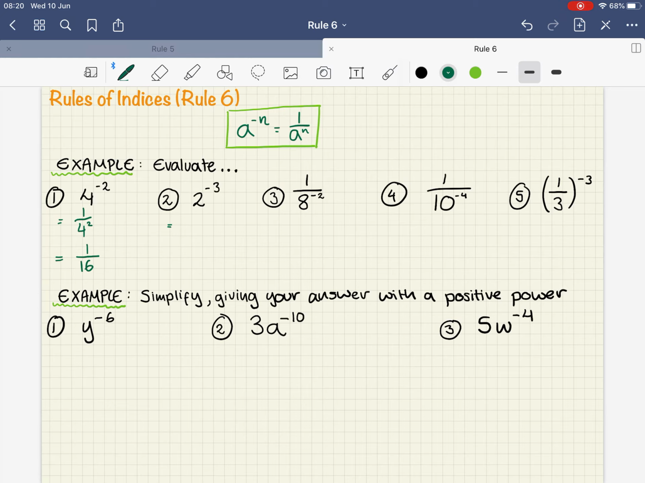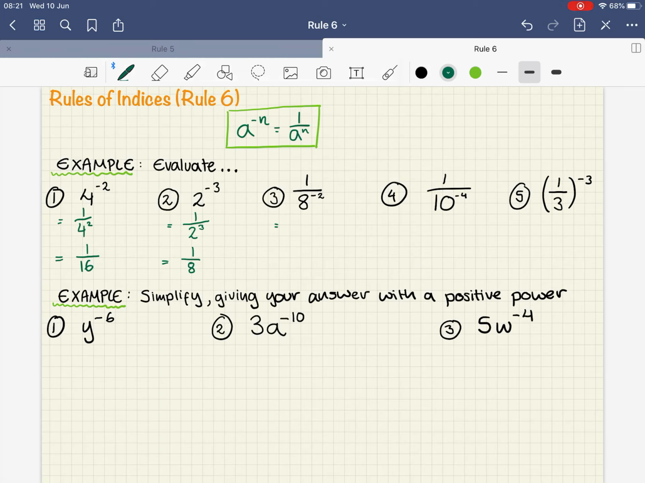So again, here, I've got 2 to the power of negative 3. So I flip it into a fraction and have 1 over 2 cubed. Then 2 cubed is just going to be 8. So I have 1 over 8. Because remember, 2 times 2 is 4, times it by 2 again gives you 8.